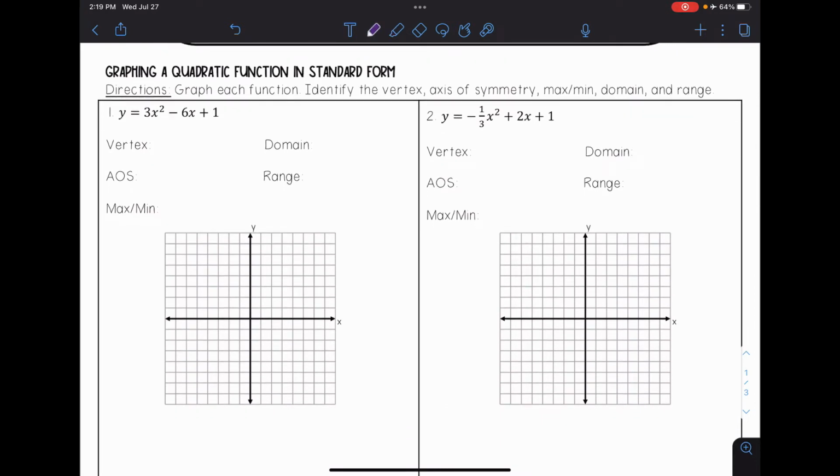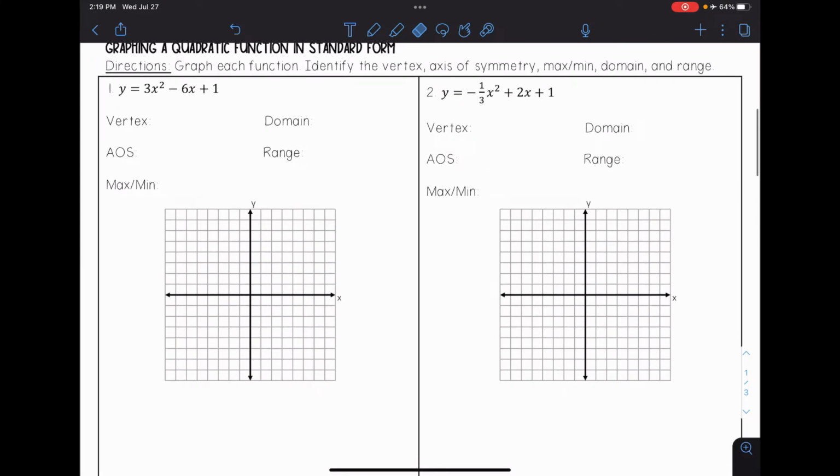So I'm going to graph each function, and then I'm going to identify the vertex, axis of symmetry, max/min, domain, and range. In order to graph this, we're going to graph it similarly to how we did with the vertex form, in that I'm going to first find my vertex, and then I'm going to use that pattern 1, 3, 5 to go ahead and create some other points.